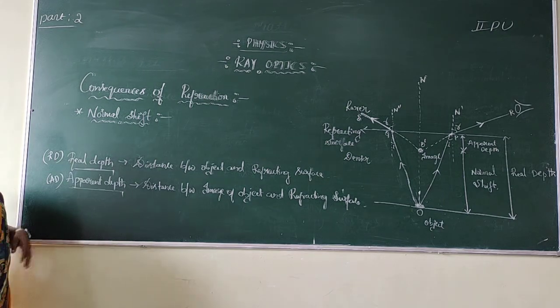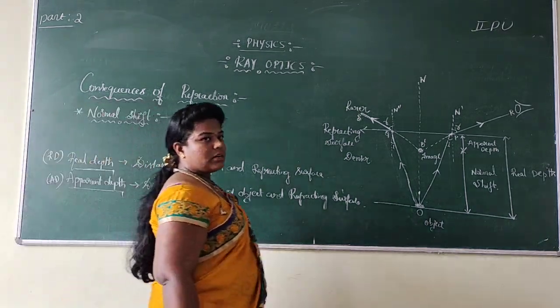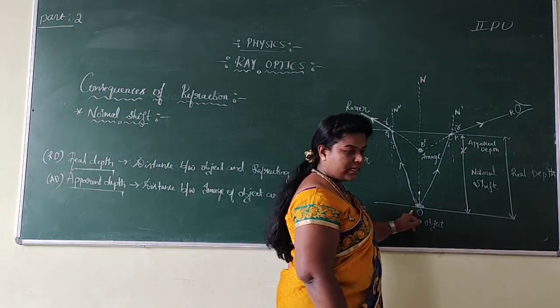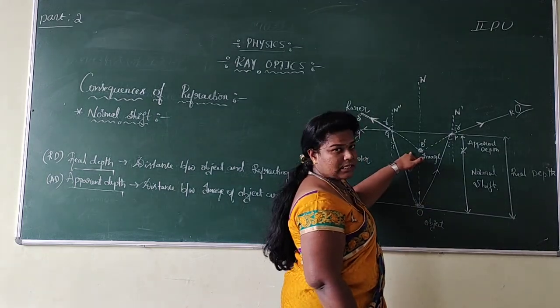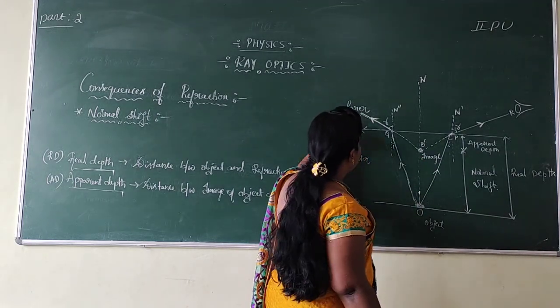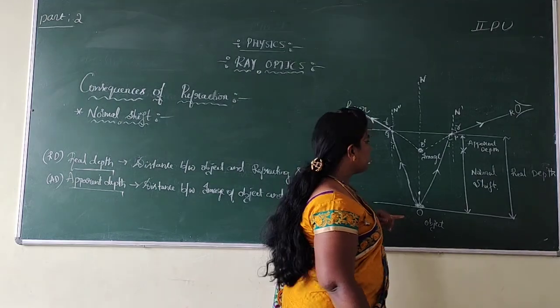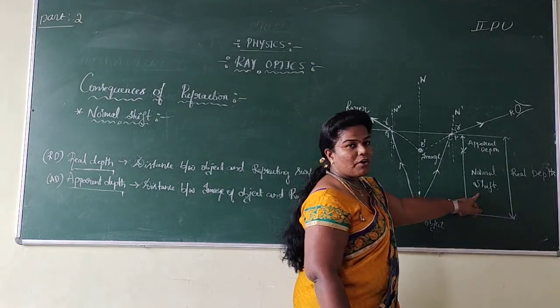And the next thing is, let us define the normal shift. What is the normal shift? The shift in the position of an object when the ray of light travels from denser medium to rarer medium. That is said to be the normal shift.